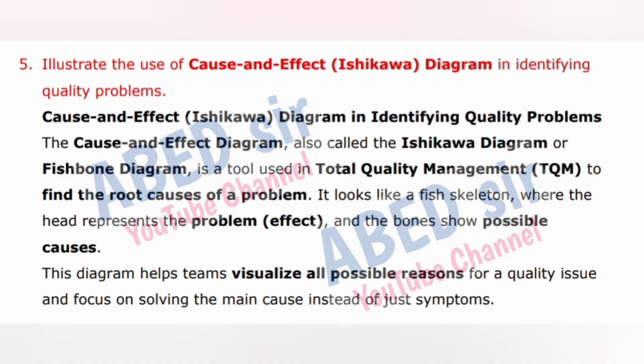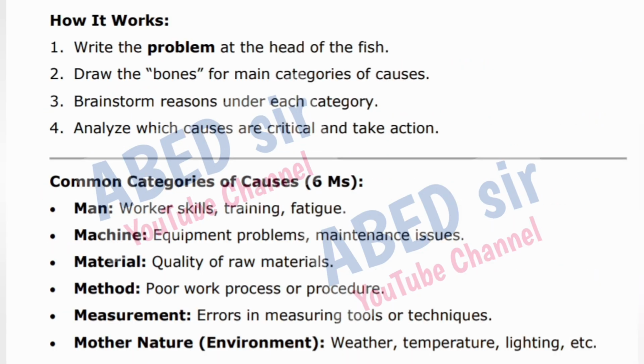The cause and effect diagram, also called the Ishikawa diagram or fishbone diagram, is a tool used in total quality management, TQM, to find the root causes of a problem. It looks like a fish skeleton, where the head represents the problem, the effect, and the bones show possible causes. This diagram helps teams visualize all possible reasons for a quality issue and focus on solving the main cause instead of just symptoms. How it works.